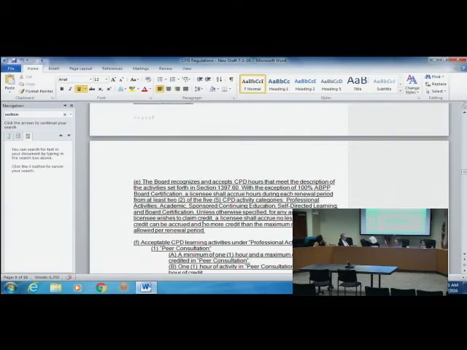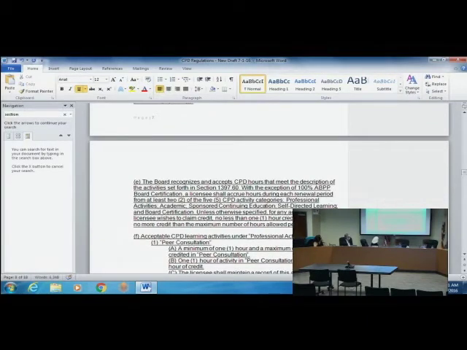Can we do this just a second and then do that? Unless otherwise specified, for any activity for which a licensee wishes to claim credit, strike out a licensee shall accrue and say no less than 1 hour credit can be accrued and no more. No less than 1 hour credit is acceptable. How about that? And no more than the maximum number of hours.